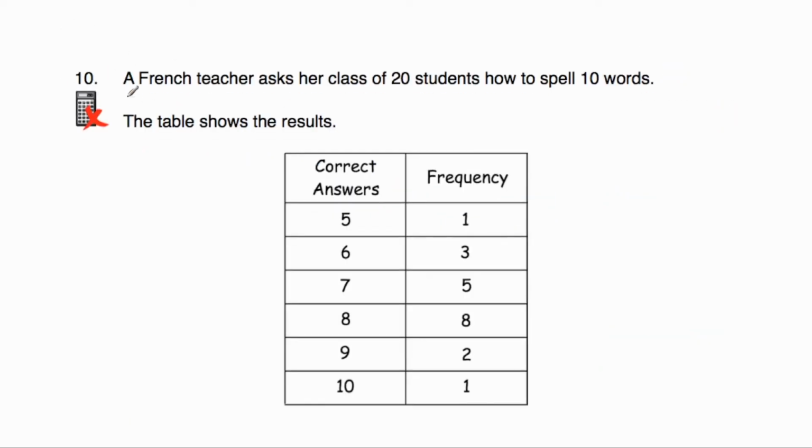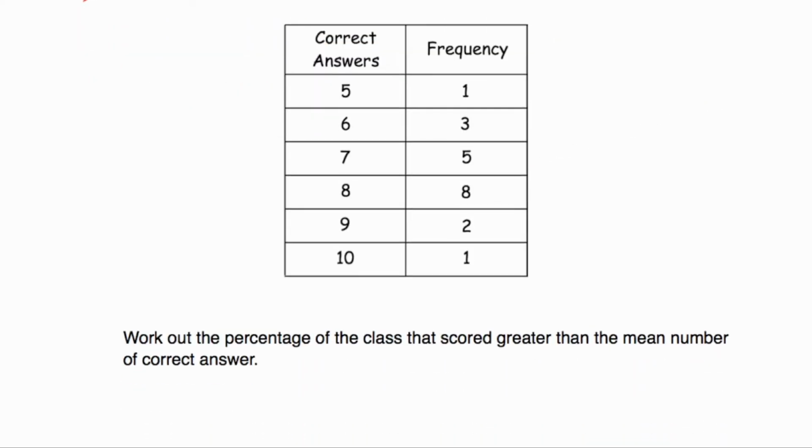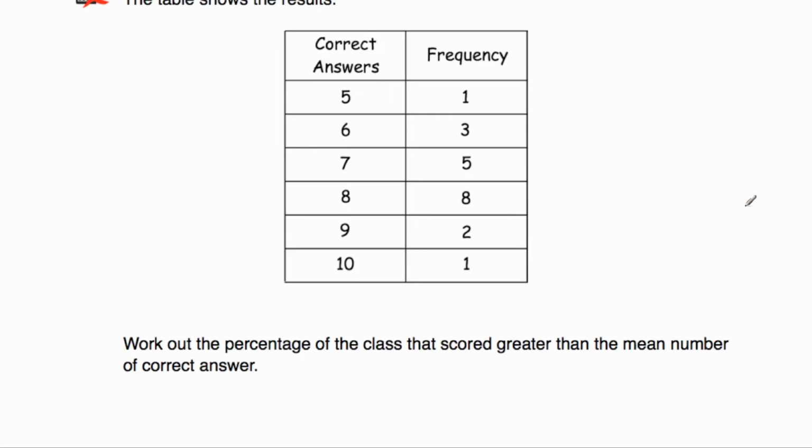Okay, question number 10. So question number 10 says, a French teacher asks her class of 20 students how to spell 10 words. So she's given them 10 spellings, and the table shows their results. So 1 student got 5 correct, 3 students got 6 correct, 5 students got 7 correct, 8 students got 8 correct, 2 students got 9 correct, and 1 student got 10 out of 10. And our question then says, work out the percentage of the class that scored greater than the mean number of correct answers.